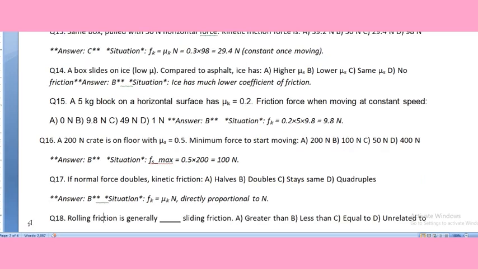The next question, question number 15. Question number 15 says that a 5 kilogram block on a horizontal surface has a coefficient of kinetic friction equal to 0.2. The friction force when moving at a constant speed is: choice A, 0 Newton; choice B, 9.8 Newton; choice C, 49 Newton; choice D, 1 Newton.